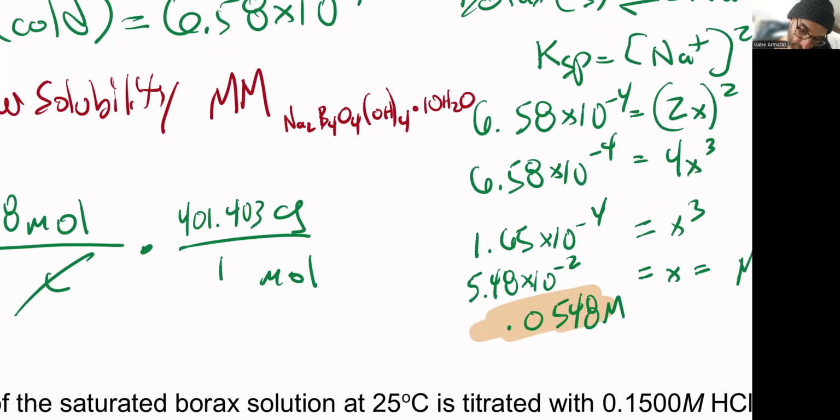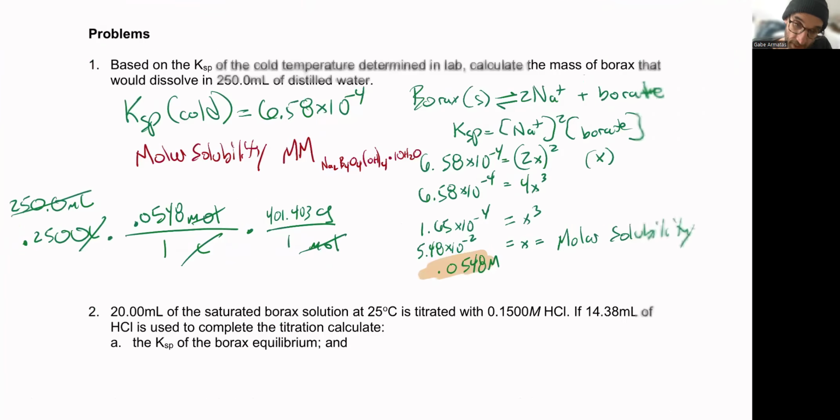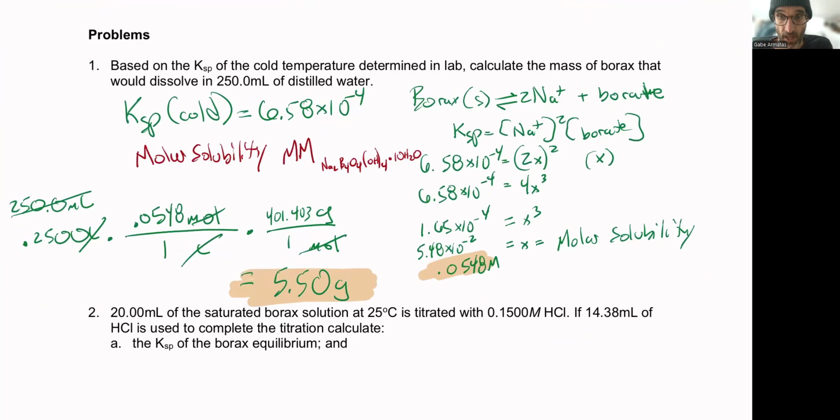Moles cancel. And we do the calculation and we end up with 5.50 grams of borax is going to dissolve. So it's really important that we have the proper formula. That should be what you have, the molar mass of the borax. It has a lot of water on it, so it weighs a lot. But 5.5 grams should dissolve in 250 mils of water.